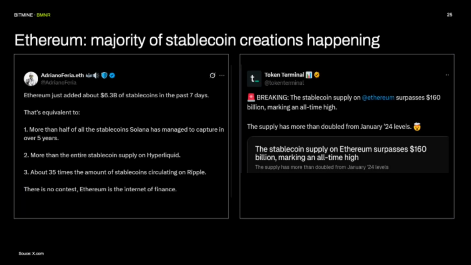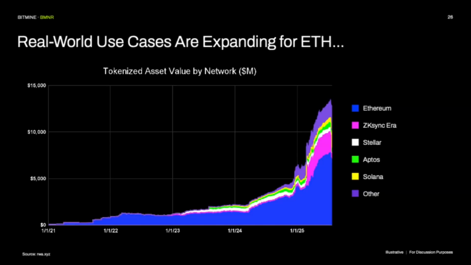Why Ethereum? Network effects. In stablecoins, Ethereum's dominant issuance and activity concentrate on ETH. 7-day growth on Ethereum can exceed rivals' multi-year totals. That's a moat, hard to dislodge. He shows tokenization metrics. Ethereum is the main arena for real-world assets moving on-chain. It turns an abstract idea into measurable traction.